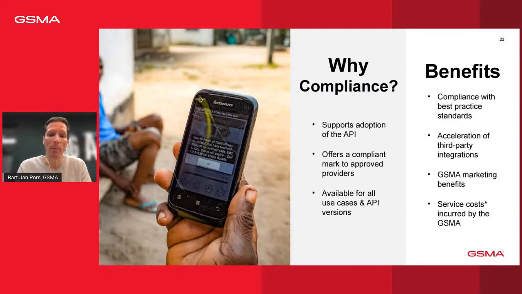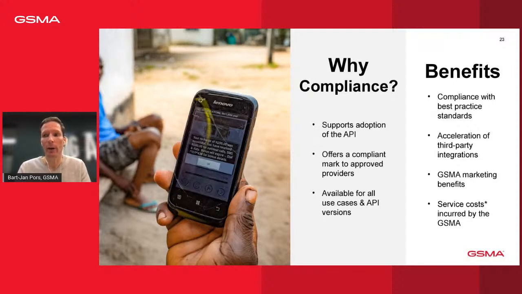So there's a couple of arguments why we've launched this service. The first one being that it is a support service by the GSMA to provide support to adopters of the specification, helping them with guidance and advice on how to build their solutions against the spec.